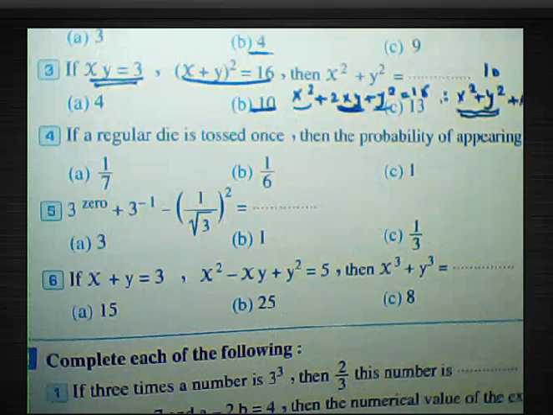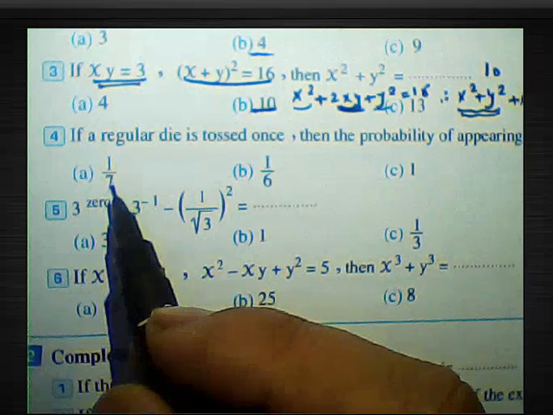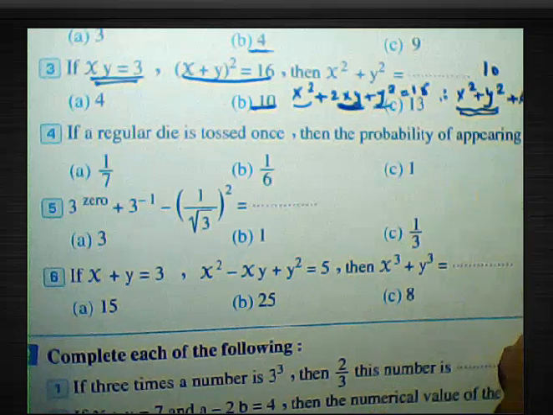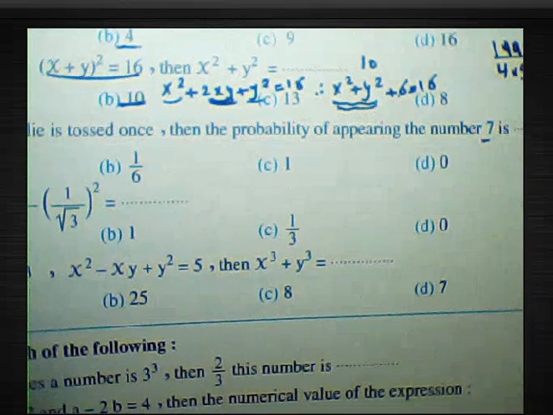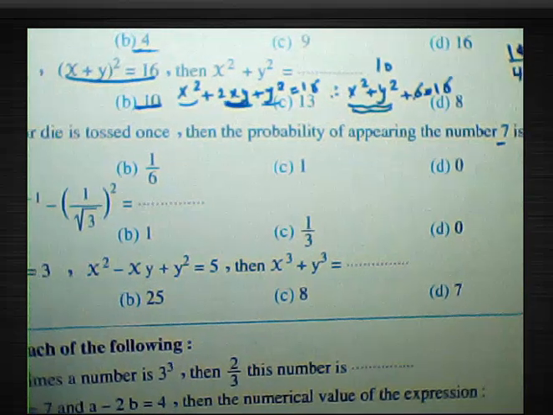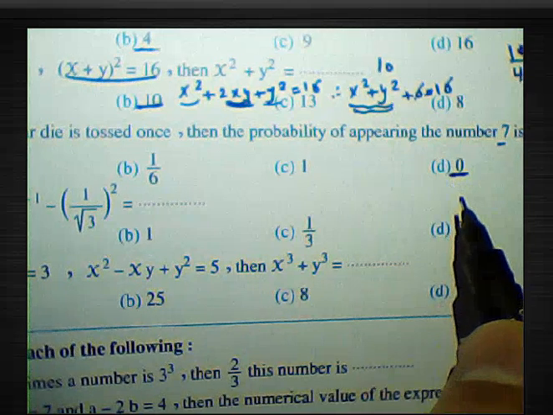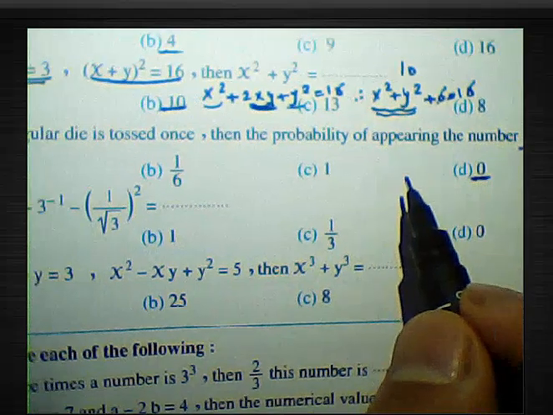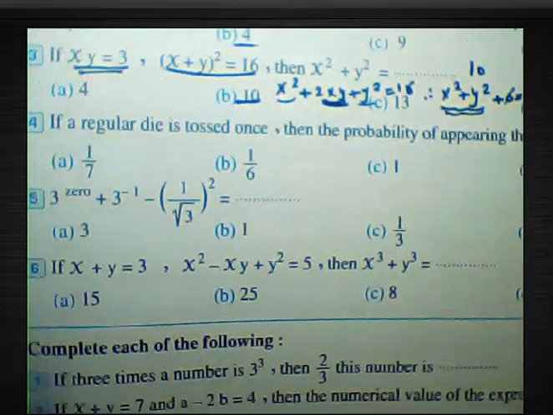Next question here. If a regular die is thrown once, then the probability of appearing the number 7. We have no 7 in the die, so it's impossible. The result will be equal 0. About appearing the number 7 in the die, we don't have 7 in it.